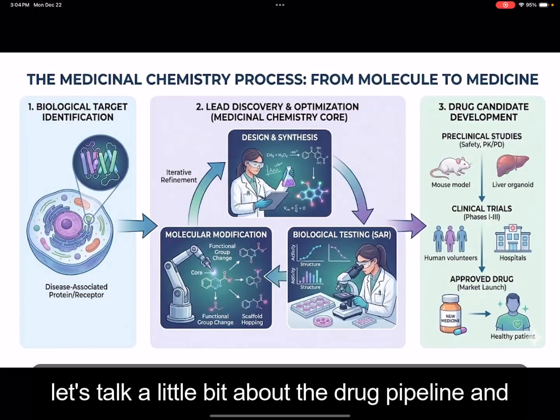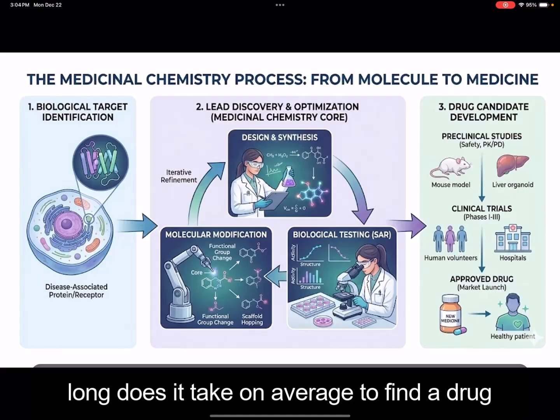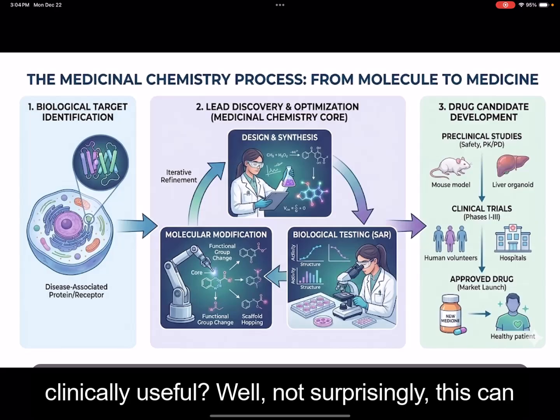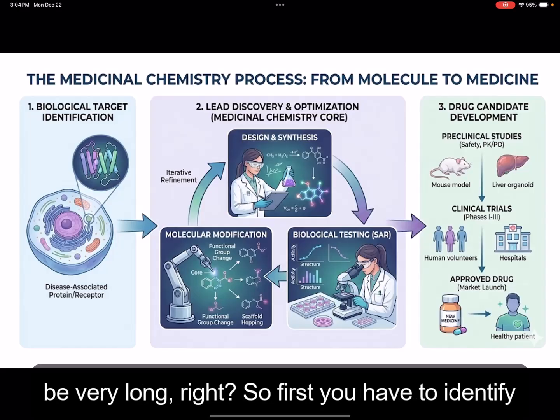So let's talk a little bit about the drug pipeline, and then we'll close out this first lecture. So how long does it take on average to find a drug candidate and develop it so that it's actually clinically useful? Well, not surprisingly, this can actually take decades. The drug pipeline can be very long, right?